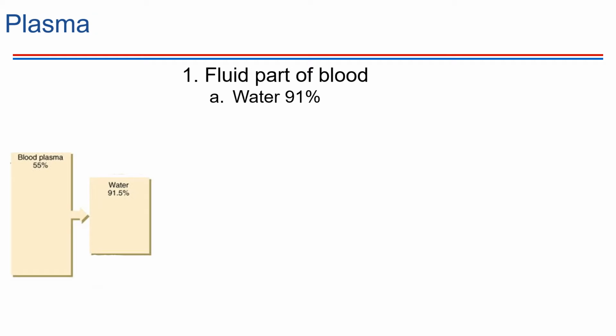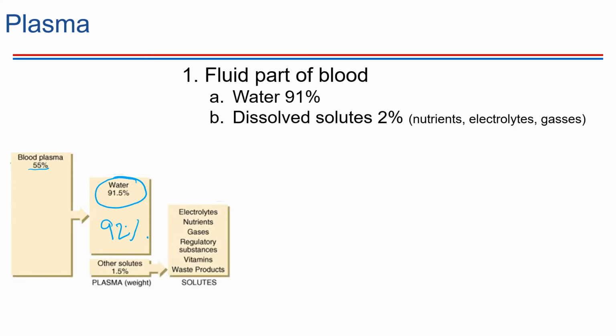Now remember that plasma is made up of 55% of your blood, and of that 55%, 91.5 or 92% of that is going to be made up of water. So water is the main component of your blood. And then you're going to have a lot of other stuff in there. You're going to have dissolved solutes. And for that, we're looking at all these guys here.